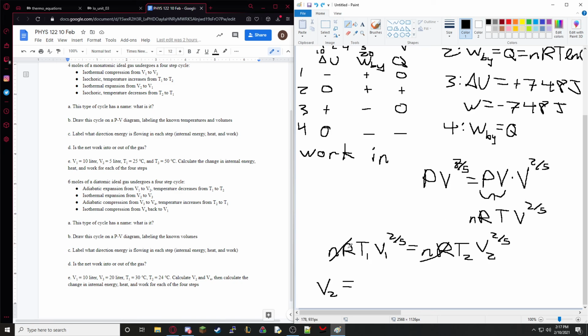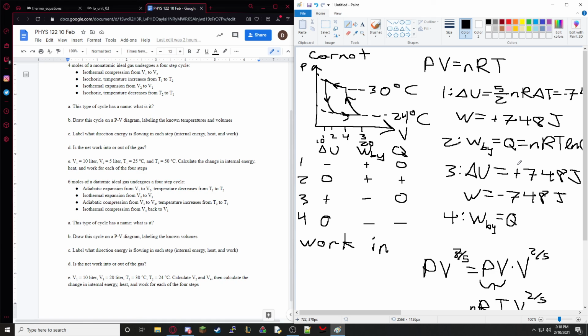How would we do this in this case? All right, let's just leave it as this. V2 to the 2/5 is equal to T1 over T2 times V1 to the 2/5. Does that make sense? It's a bit more complicated and annoying than anything you guys will see. But basically, we could use that, and then we could do the same thing for calculating V4 and plug them in to get our values.